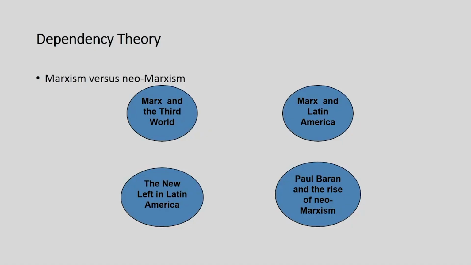Okay. Now, in this lecture, we are going to look at Marxism versus neo-Marxism. When I say that, I mean Marx and the third world. There are four vantage points through which we are going to discuss. 1. Marx and the third world. 2. Marxism in Latin America. 3. The new left in Latin America. And 4. Paul Baran and the rise of neo-Marxism.